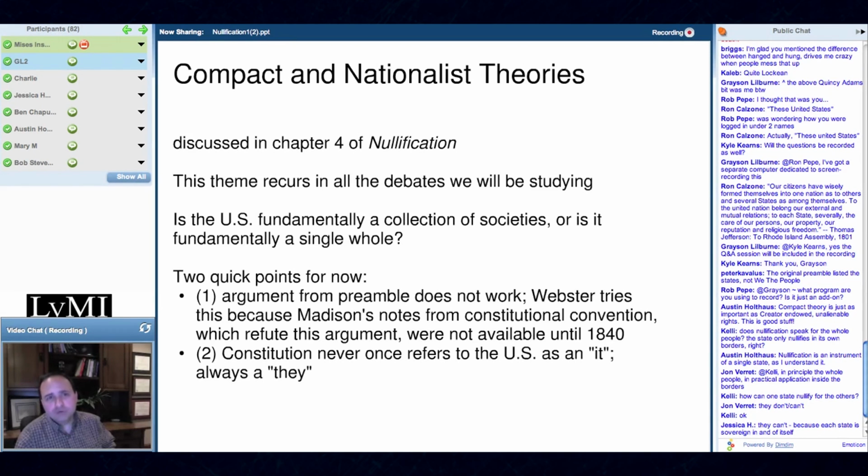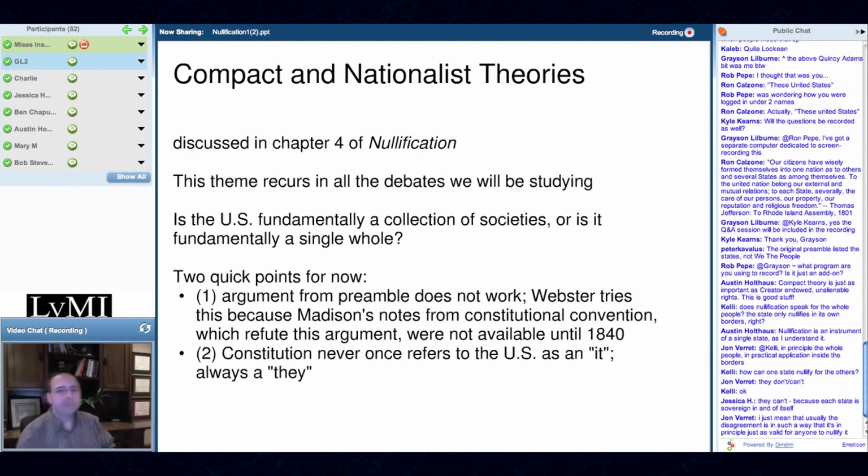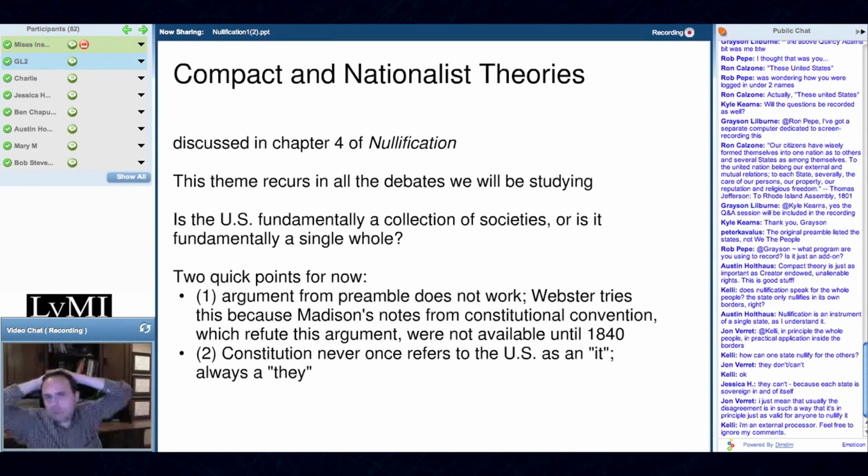James Madison, of course, took copious notes of the proceedings. Well, Webster didn't have access to those notes at the time he was making that argument, and those notes just completely refute this argument of Webster. But he doesn't know that because those notes don't become available to the general public until 1840.